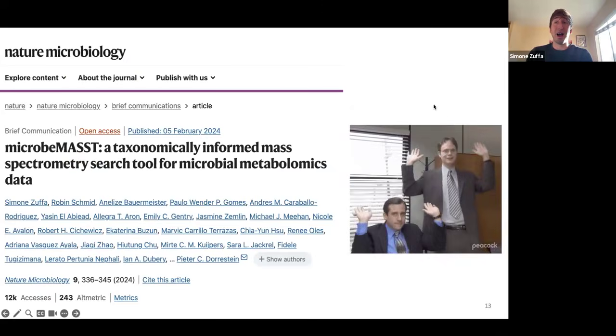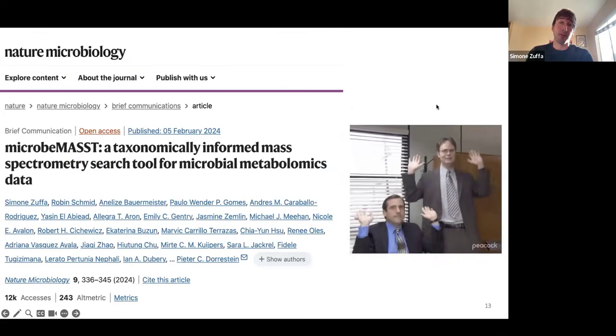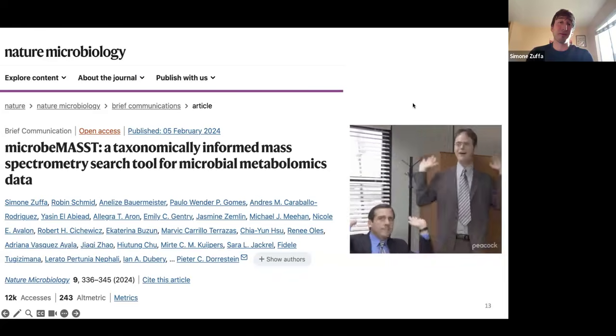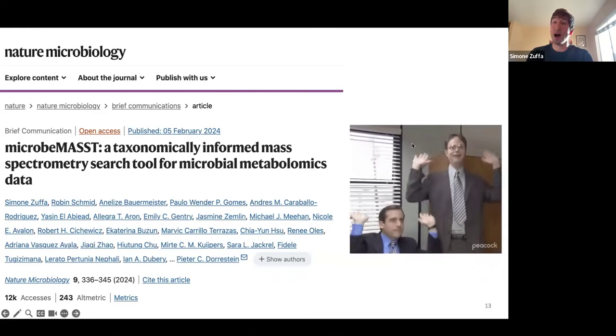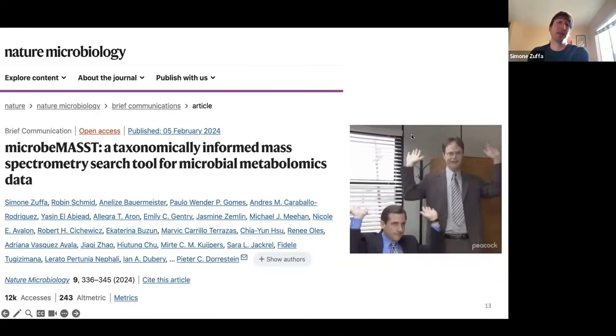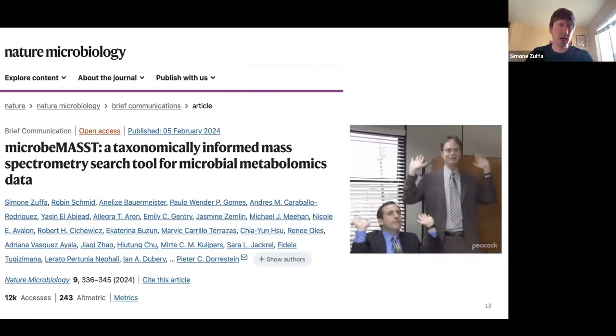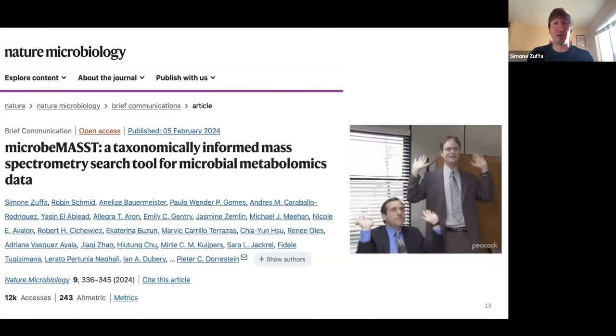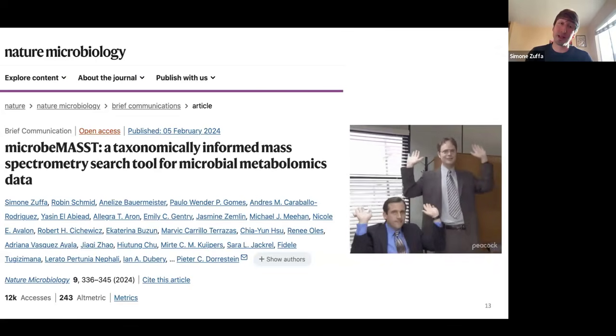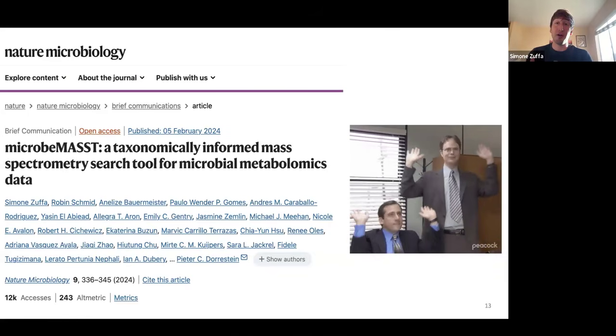So as Allegra mentioned before, the MicroBus paper was actually just recently published last week, and we are very excited about it and the buzz that it has generated in the community. And so today I'll just give you a brief example and story of how we built it, how it works, and what the limitations are.